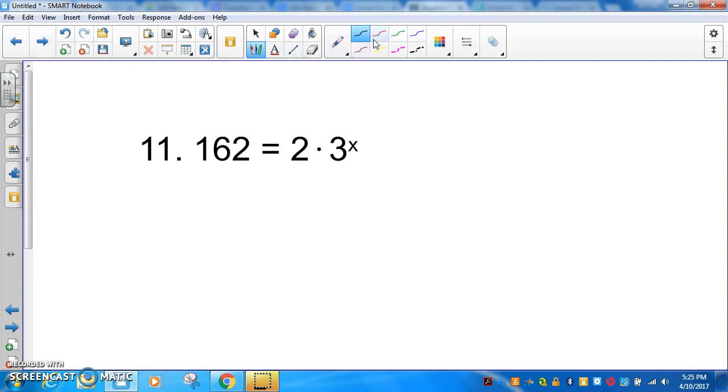This last problem, a little harder. You've never seen an x as an exponent. This is called an exponential equation, okay? Because x is now an exponent. My advice, isolate the 3 to the x power.